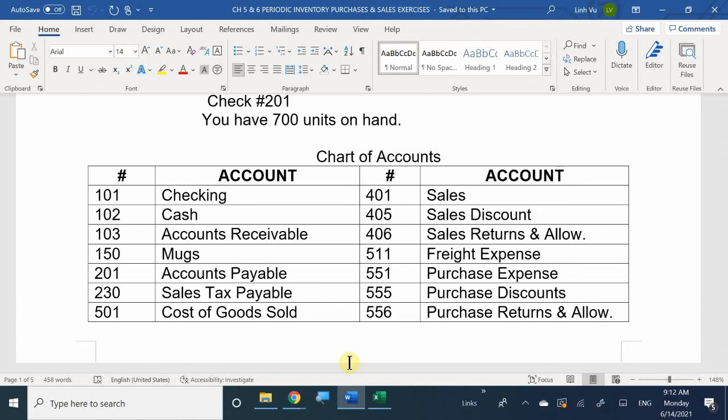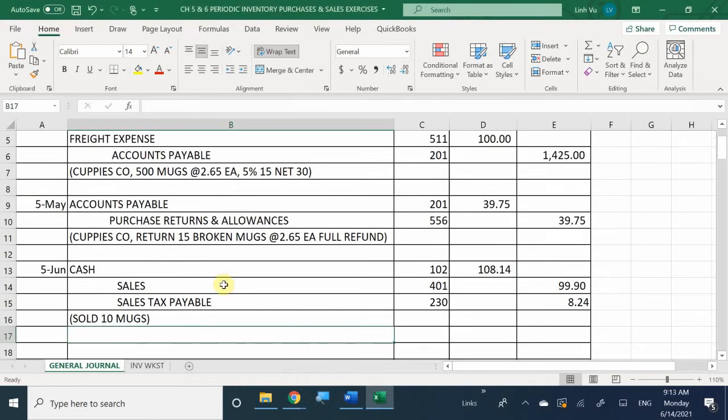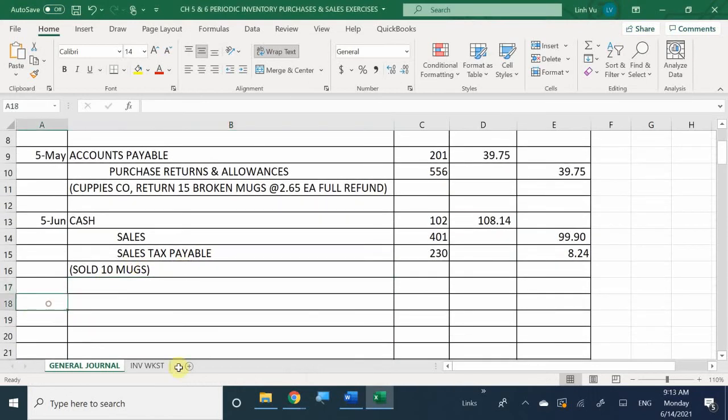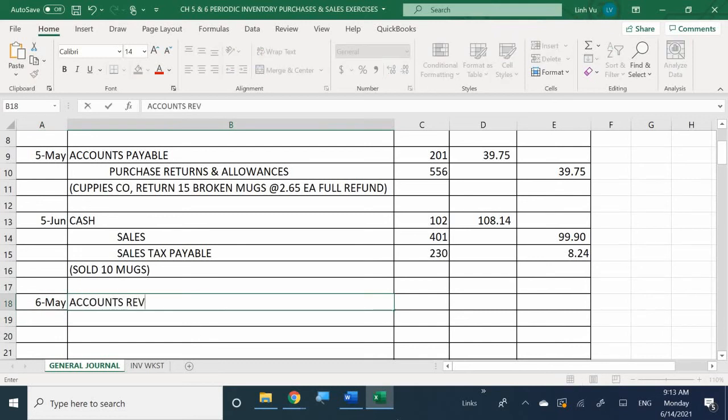Okay, we have accounts receivable, good. We have sales and sales tax. Good. So this time, on May 6th, we have accounts receivable, right? Because we placed it, the customer owes us the money. And we're gonna recognize that we had sales and sales tax.